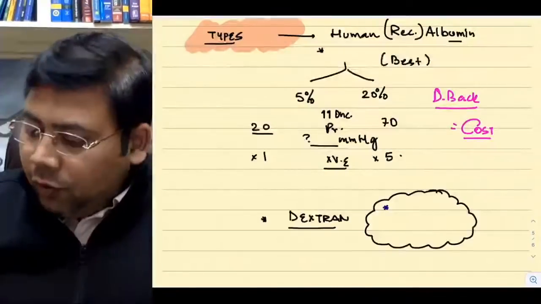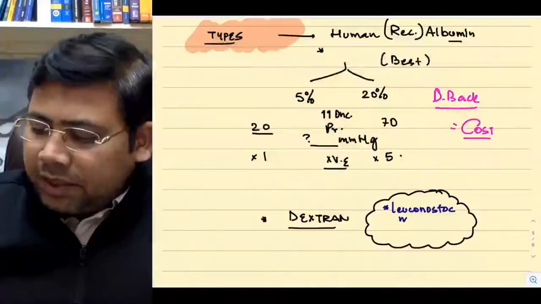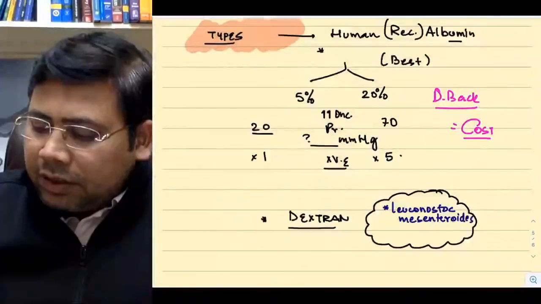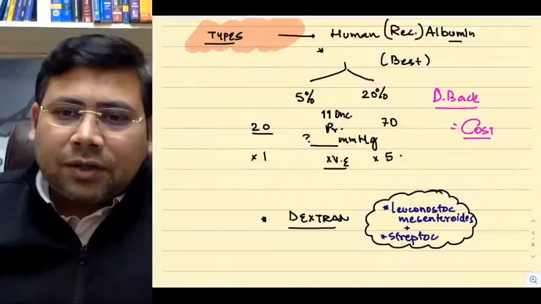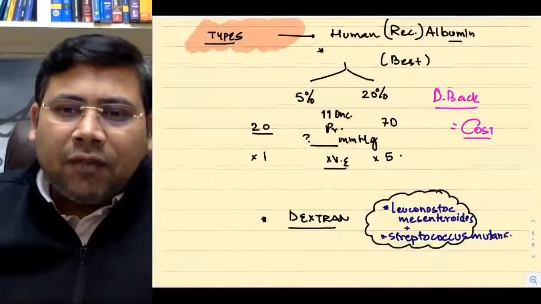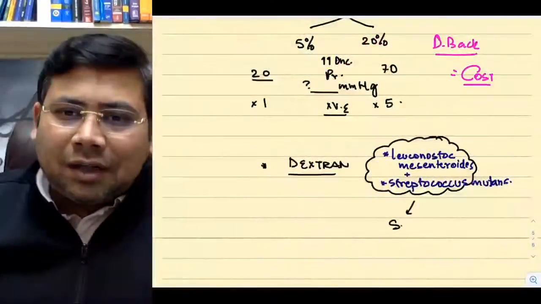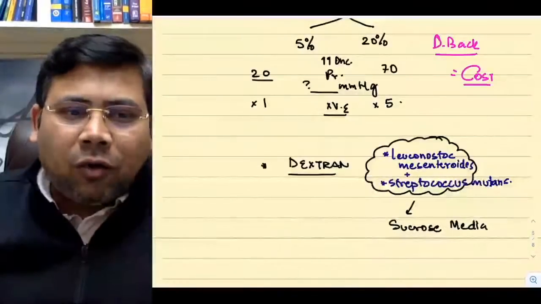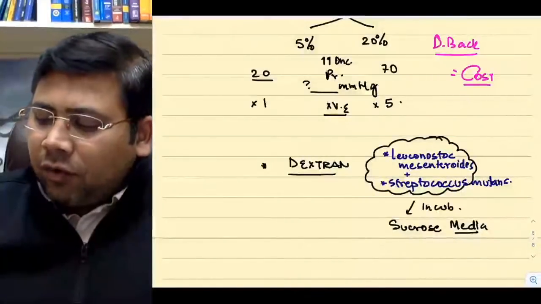We have Leuconostoc mesenteroides, and along with this, we have Streptococcus mutans. So we have Streptococcus mutans and Leuconostoc mesenteroides, and they are incubated in what? Sucrose media. They are incubated in sucrose media, and hence you get all those desired features of this. What are the features?